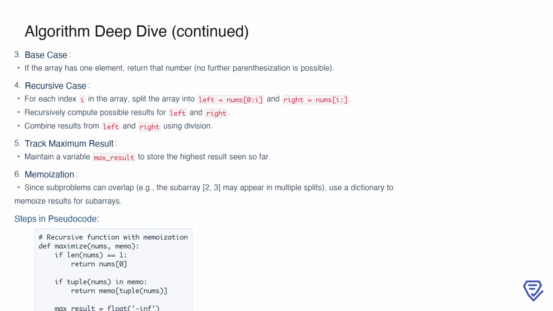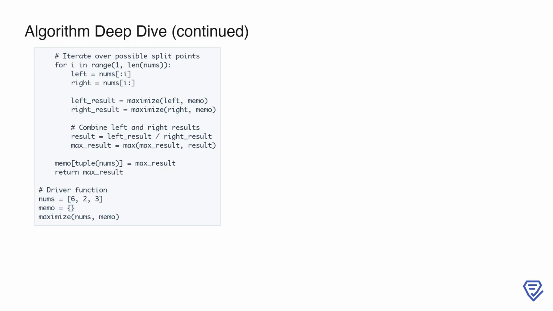The pseudocode demonstrates these steps, starting with a recursive function that checks the base case, utilizes memoization, and iterates over possible split points to compute and store the maximum result for each subarray. The pseudocode continues by iterating over all indices in the array to identify split points. For each split, the array is divided into a left subarray and a right subarray.